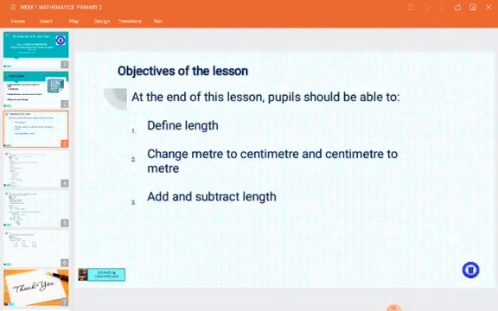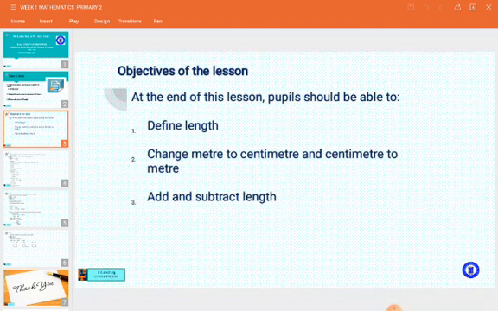Children, these are the things I want you to know after this lesson. One, you should be able to define what is called length of objects, and also to change meter to centimeter and centimeter to meter respectively. And again, you should be able to add and subtract lengths.